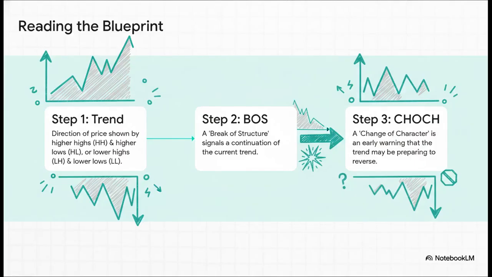So how do we read this blueprint? Well, it's pretty simple. First, you just identify the trend. Are we making higher highs and higher lows, or the other way around? Second, you look for a break of structure, a BOS, which is when price just continues along in that same direction. But third, and this is the important one, you keep an eye out for a change of character, or CHoCH. This is that first little warning sign that the music might be about to stop.